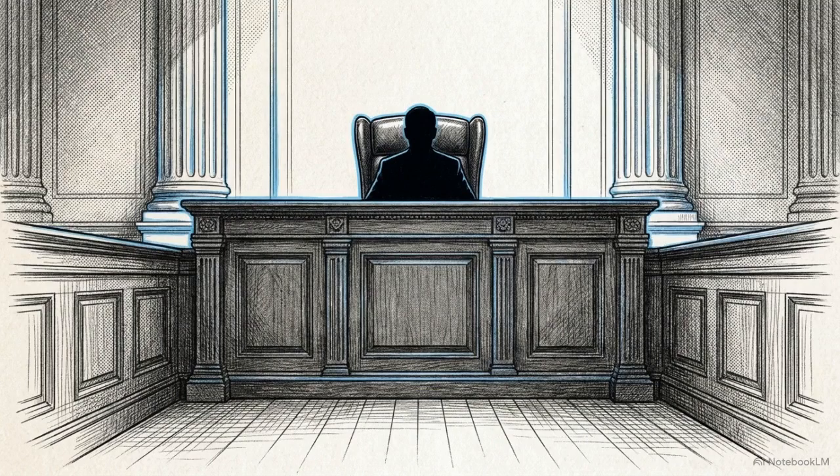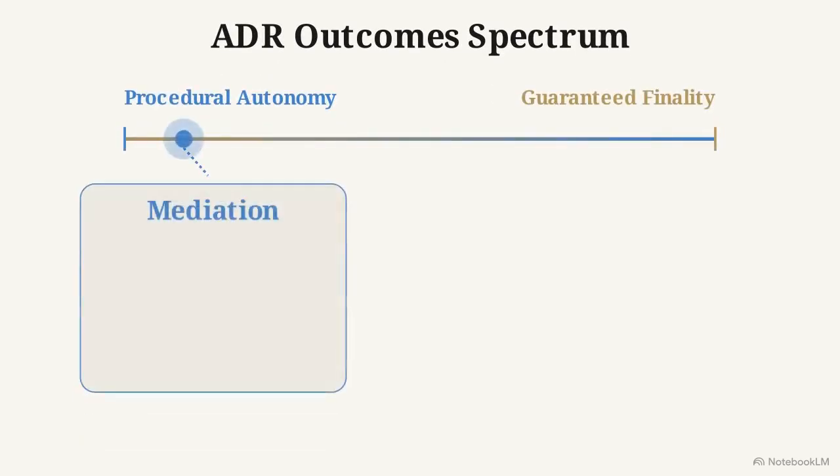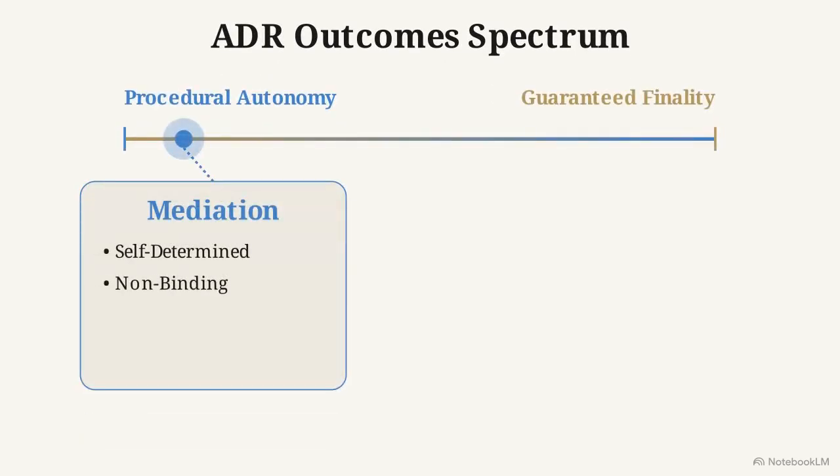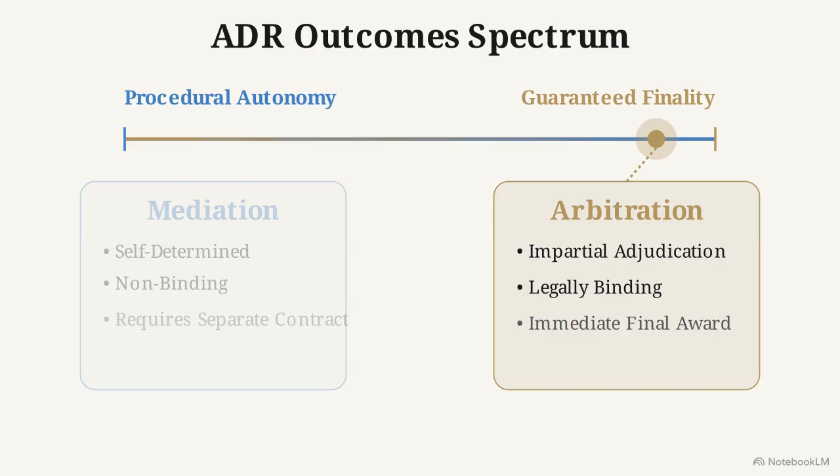Here, the role of neutrality changes. The third party steps out of the facilitator role and becomes an independent adjudicator who evaluates evidence to render a decision. This spectrum maps how the outcomes differ. On the left, mediation prioritizes autonomy, resulting in a non-binding agreement that requires a separate contract to enforce. Moving to the right side of the spectrum, arbitration yields a legally binding award immediately upon conclusion.